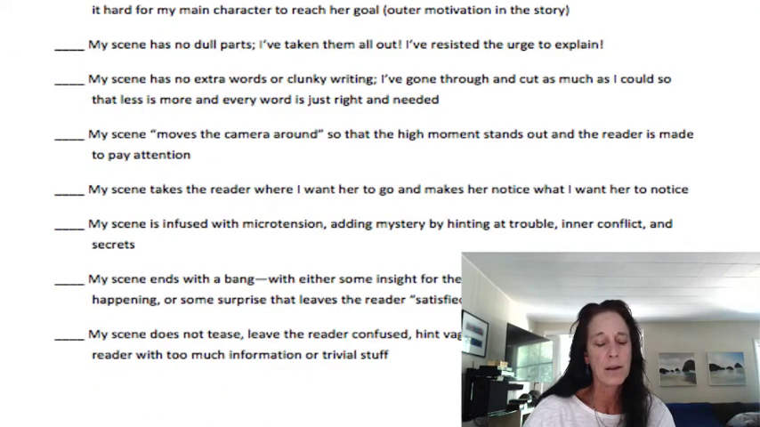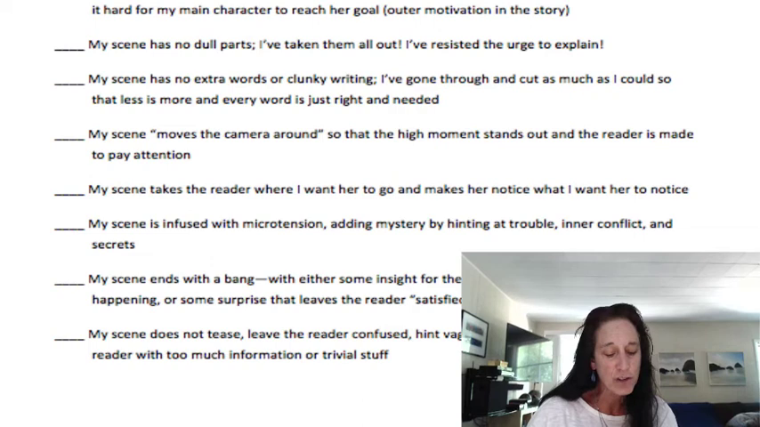with your writing. Think about your camera angles. Does my camera move around and show specific details where I want the reader to pay attention? Microtension. Do I create mystery? Microtension has a lot to do with keeping the reader on edge or wanting to know more.